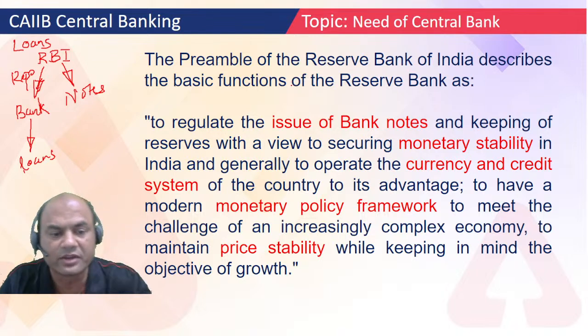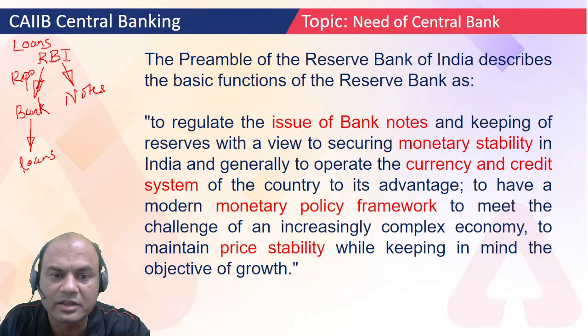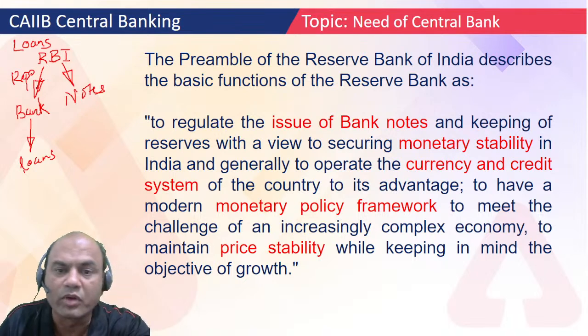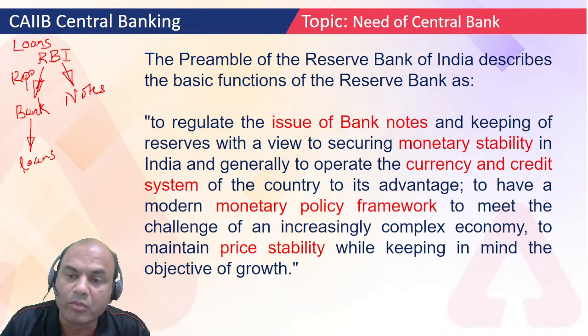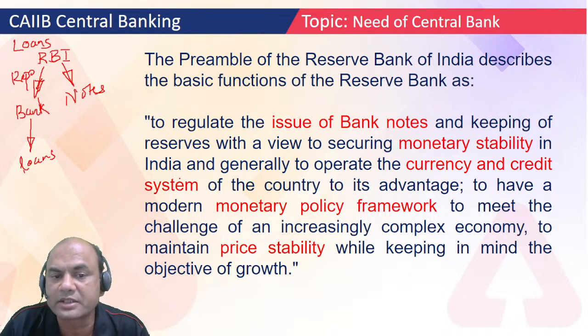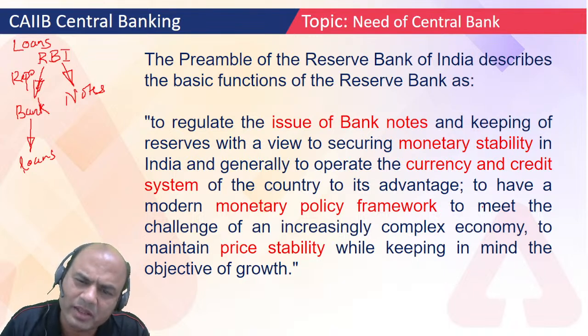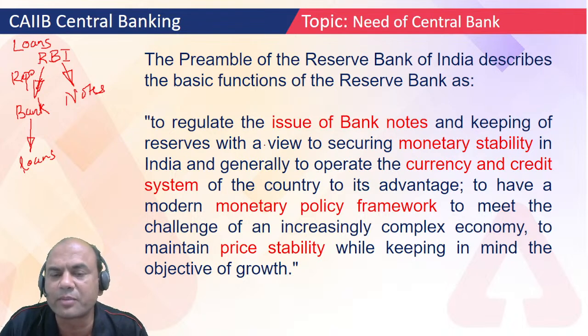Preamble of RBI says that, let me bring it down. So what does the preamble of RBI say? To regulate the issue of banknotes and keeping reserves with the view of securing monetary stability in India and generally to operate the currency and credit system of the country to its advantage, to have a modern monetary policy framework to meet the challenge of increasingly complex economy, to maintain price stability while keeping in mind the objective of growth. So everything under the sun in finance is kept over here.